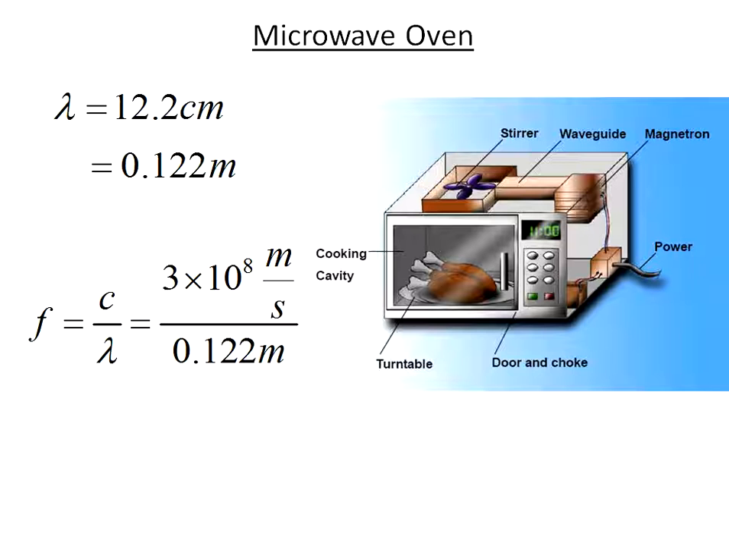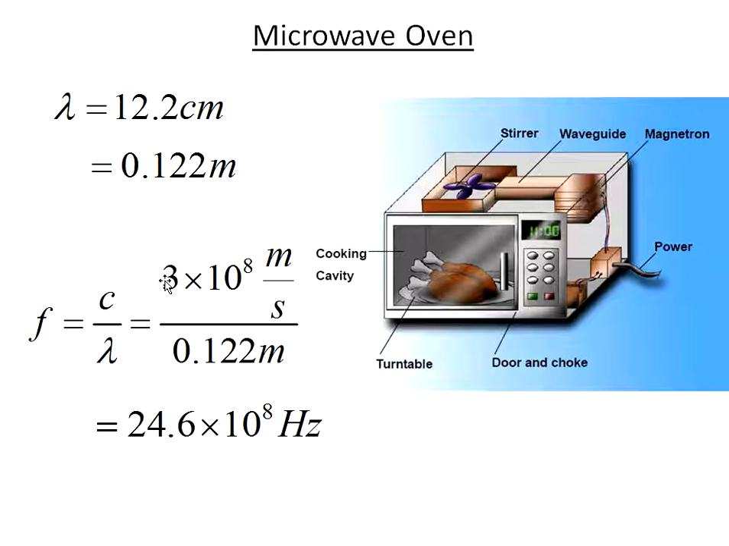We can just plug in the speed of light, 3 times 10 to the 8th meters per second, and then divide it by the wavelength, 0.122 meters. When you do a calculation like this, we can just take 3 divided by 0.122, and that turns out to be 24.6. Your calculator will also have some numbers following this, but you'd want to round this to what's called 3 significant figures. You don't want to just write down all the digits that your calculator returns, because those other numbers are meaningless. You just want to keep the first 3 for this calculation.